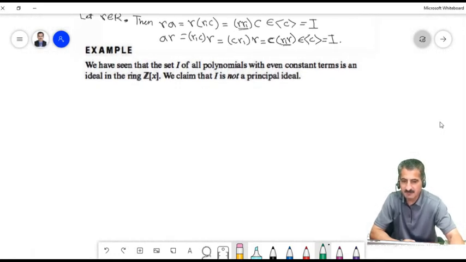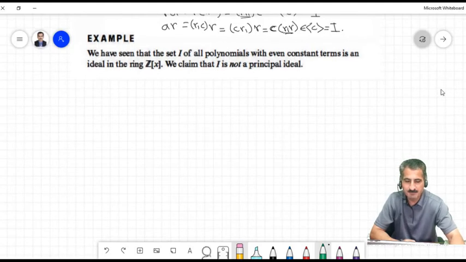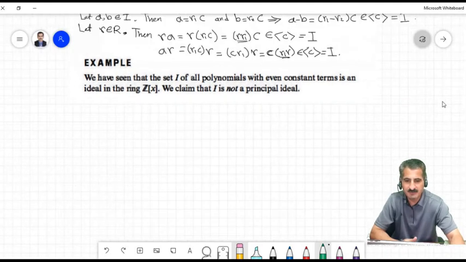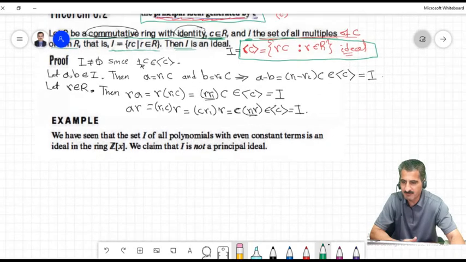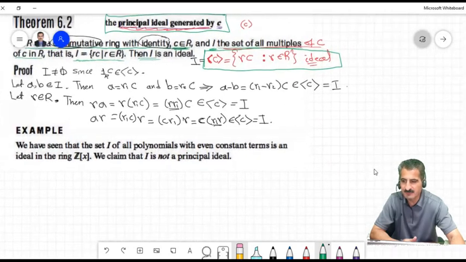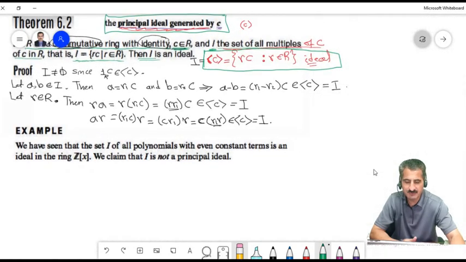Now, what principal ideals might we have? Before I move to an example below, which gives an ideal which is not principal, let me give a principal ideal.